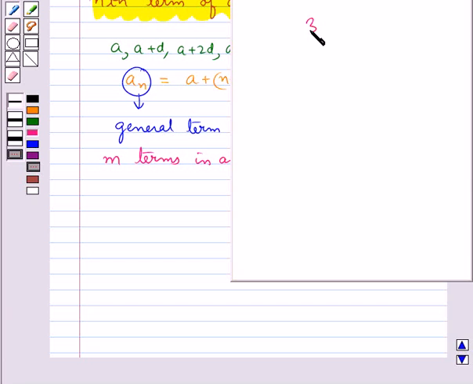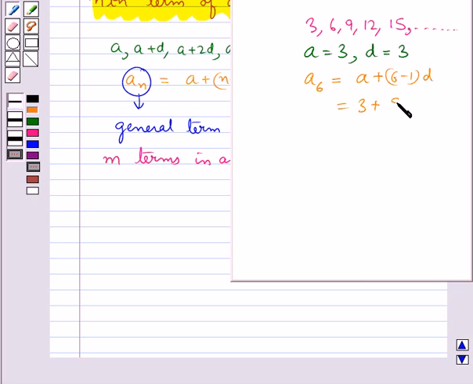Consider the AP. Here, the first term A is given by this and the common difference D is this. Let's find out the sixth term of this AP. That is, we have to find out A6, which is given by A plus n minus 1 into D. That is this. So, the sixth term is given by this.